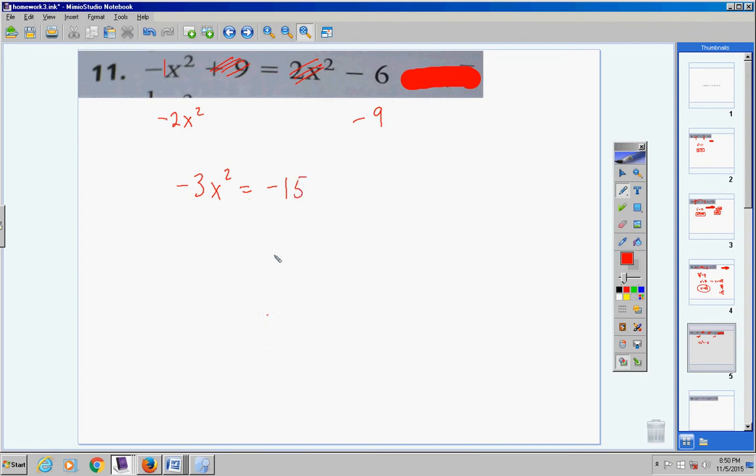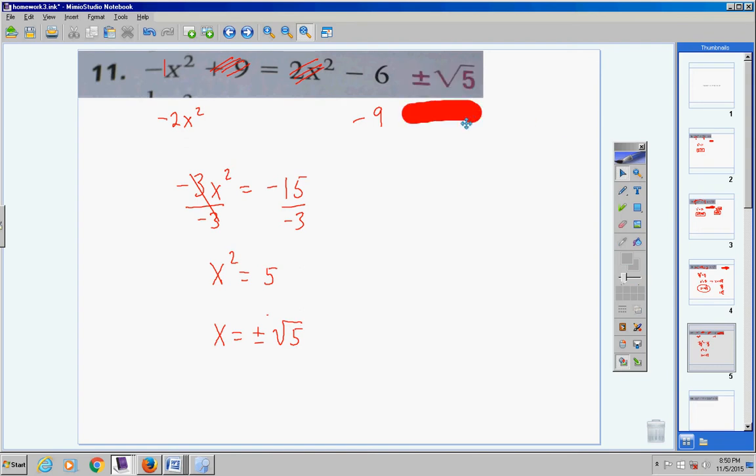Alright, now, next, divide both sides by the coefficient. So we divide both sides by a negative 3. X squared equals 5. Because a negative divided by a negative is positive. 15 divided by 3 is 5. Next, we take the square root of both sides. The square root of x squared is x, and the square root of 5 is positive negative square root of 5, okay? Which is the correct answer, alright?